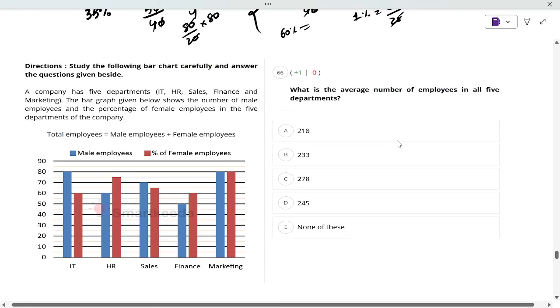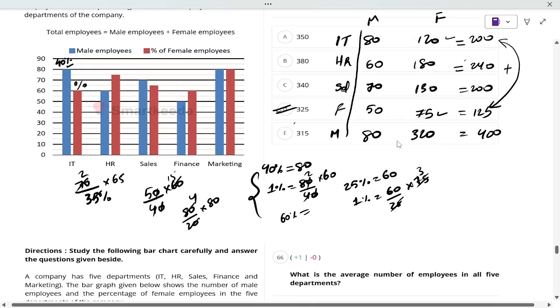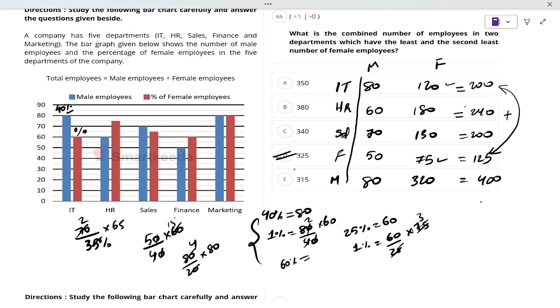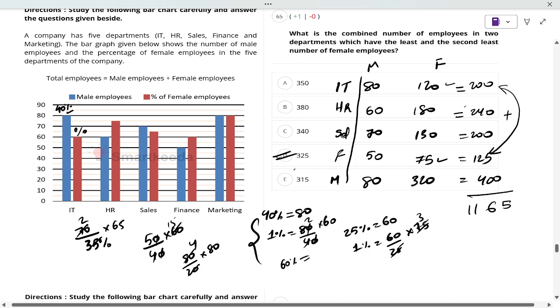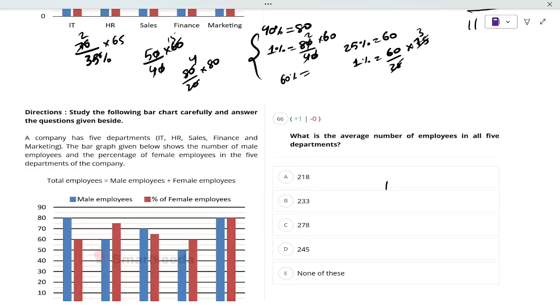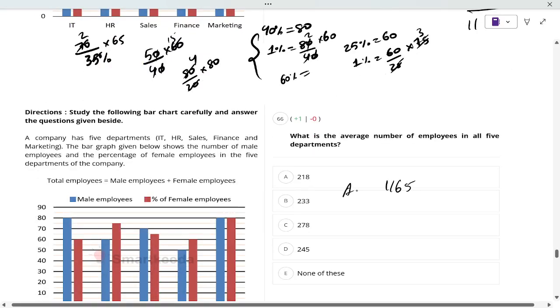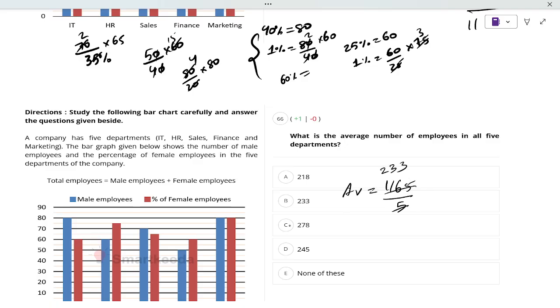Now the next one. What is the average number of employees in all the 5 departments? Average means we'll just add everything. From the total of everything, here we have 5, and then 0, 2, 4, 6, and then 4, 1, 5, and then we have 6 here, 11. So 1165. Average means sum of observations divided by 5 departments. 5 how many times? 5 2 times, 5 3 times, 5 3 times, 233. That's the answer.